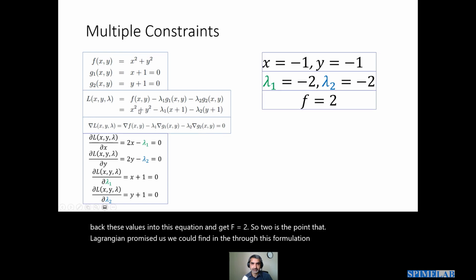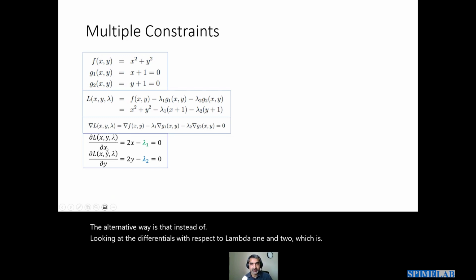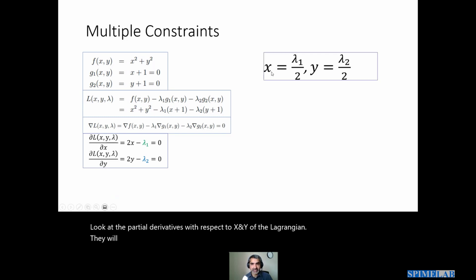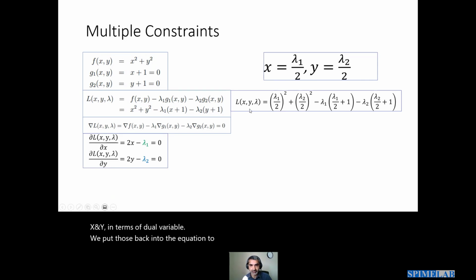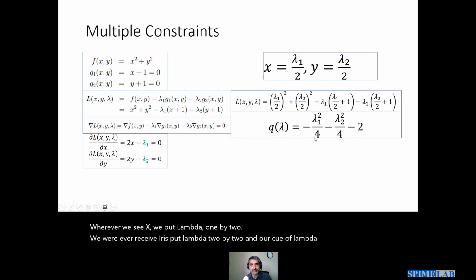Okay, but the alternative way is that instead of looking at the differentials with respect to lambda 1 and 2, we just look at the partial derivatives with respect to x and y of the Lagrangian. They will give us x and y in terms of the dual variables. We put those back into the equation to create the dual formulation of the Lagrangian. So x squared is lambda 1 squared by 4, y squared is lambda 2 squared by 4, minus everything the same. Wherever we see x, we put lambda 1 by 2. Wherever we see y, we put lambda 2 by 2. And our q of lambda becomes this.